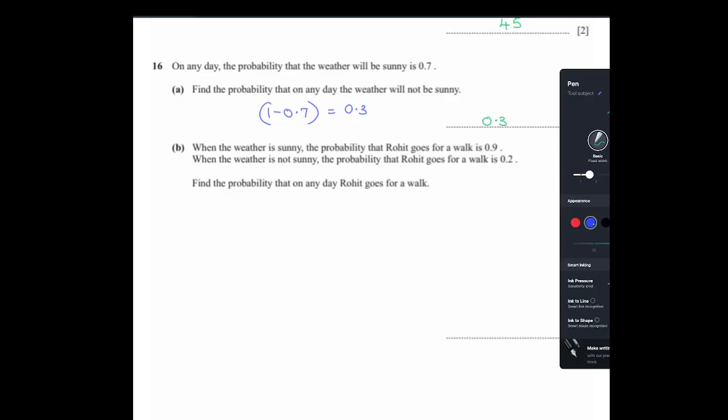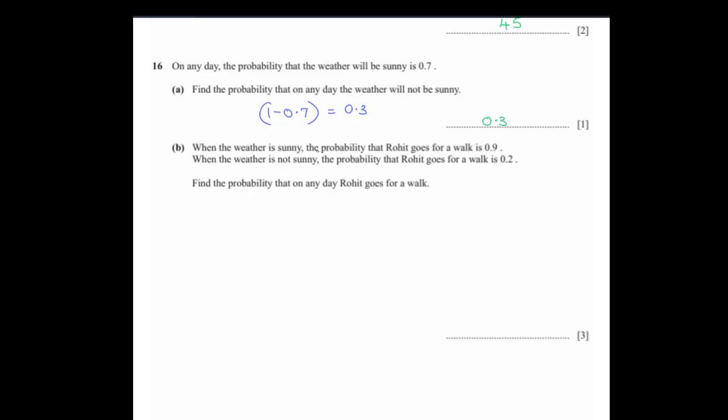So now here we have to first find out the probability that Rohit goes for a walk when the weather is sunny. So when the weather is sunny, the probability Rohit goes for a walk is equal to 0.9, and the probability that the weather is sunny is 0.7. On any day the weather is sunny and Rohit is going for a walk will be this much. So it is 0.63. 9 sevens are 63, right?